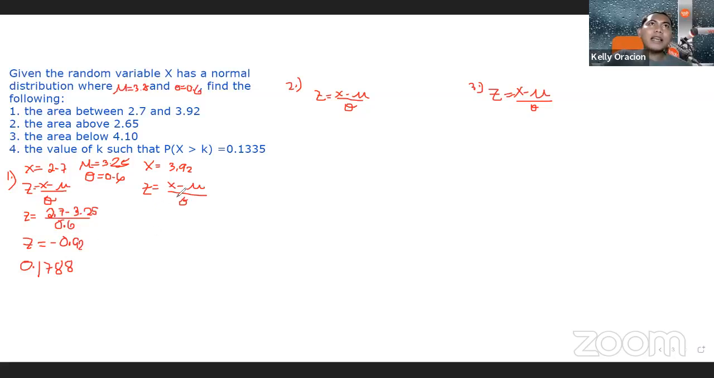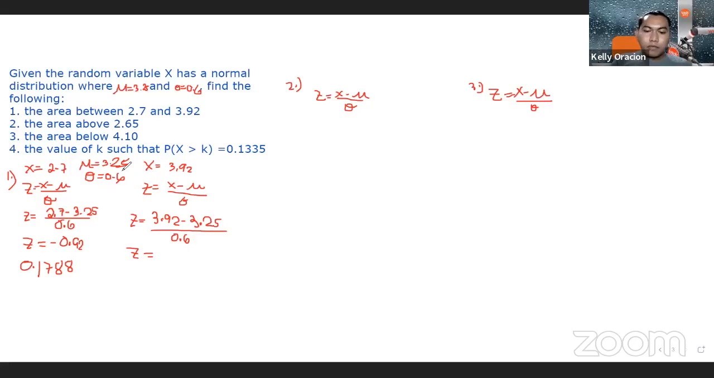Meanwhile, if x is 3.92, let's substitute: 3.92 minus the mean 3.25 over the standard deviation 0.6. What is the z-score?